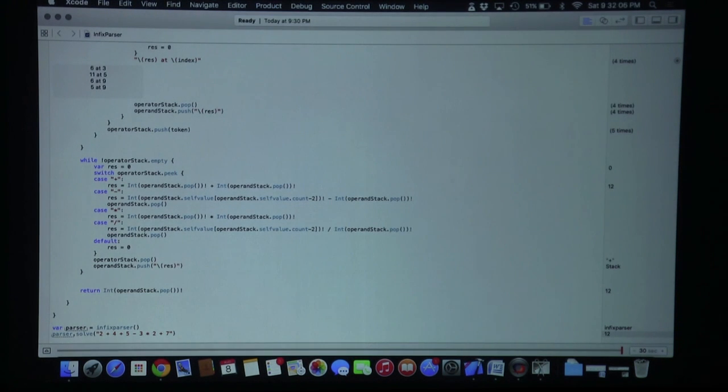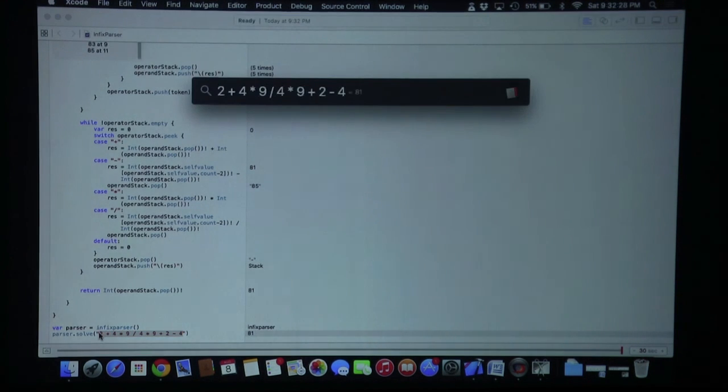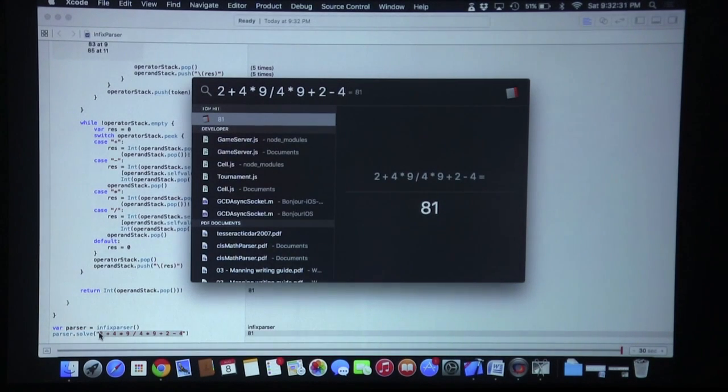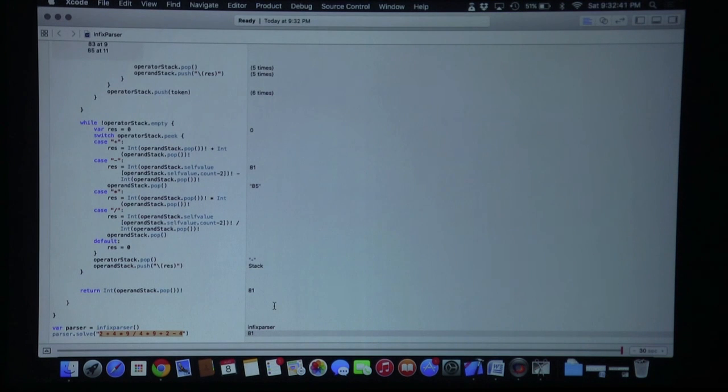And so then it will return our answer, and then we will be able to see our answer. For example, if I were to do something really complicated, maybe random numbers and random operators at the same time: 2 plus 4 times 9 divided by 4 times 3 minus 4. Just some random thing here. 81, and let's see what Spotlight gives us. 81. So as you can see, our answer is correct, because of course I don't think Spotlight, Apple's own little calculator thing, would be wrong. Okay, so that's essentially how this infix parser works.